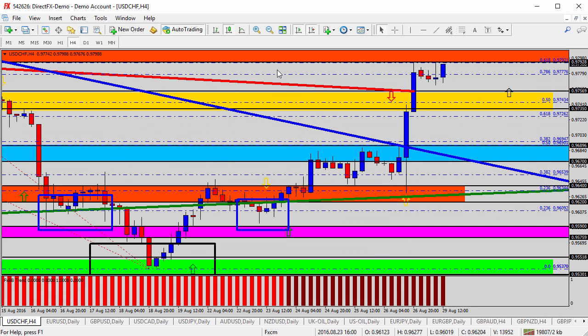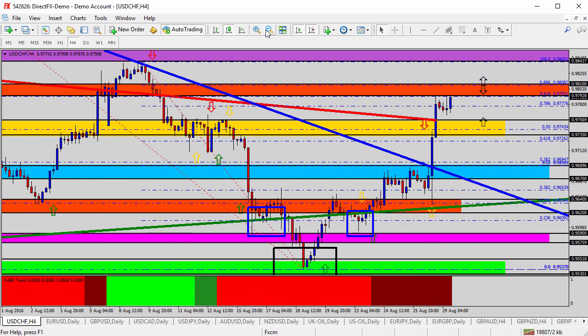Take it down to the 4-hour time frame. Doesn't change any of that. We just get a little bit of a zoomed in view. Interesting enough, Fibonacci from the high down to the low here on the left hand side puts the 88.6 right at the top of the orange zone.